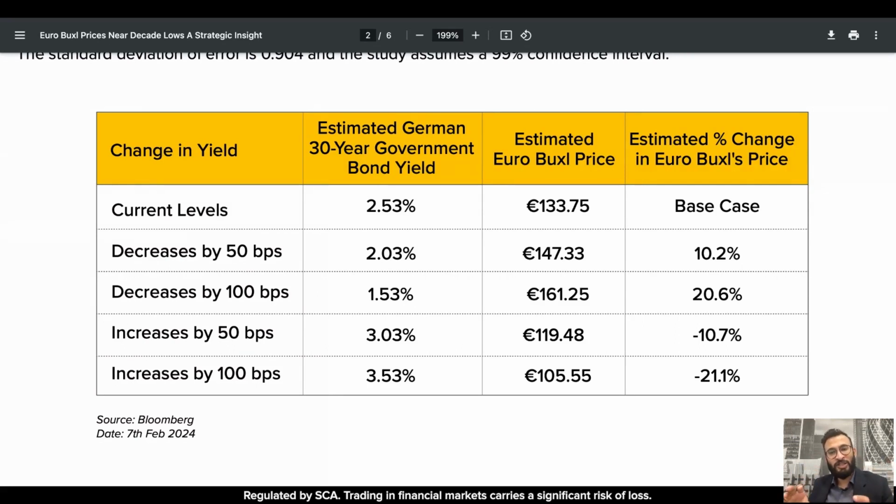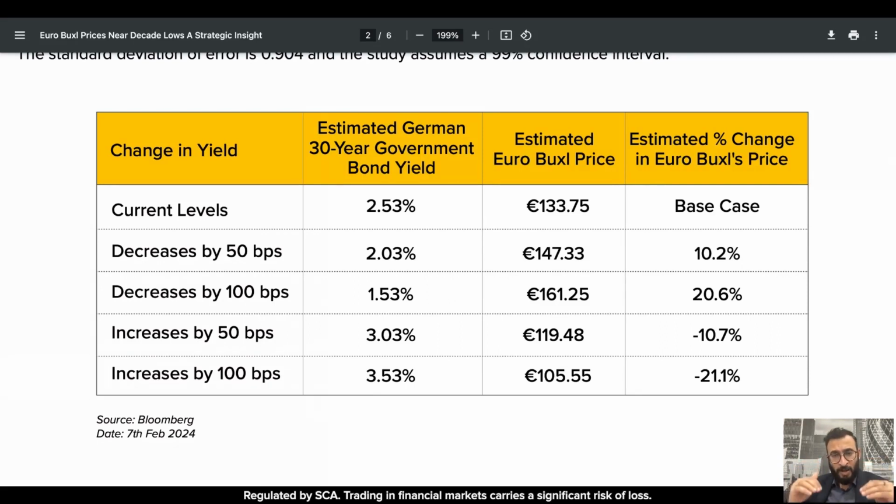The analysis which you see right now is based on a regression analysis, and a regression analysis gives a kind of relationship, a confidence interval. I know I'm saying too many heavy words at this moment. Just to make it simpler for you, this analysis shows an inverse relationship between Eurobuxel prices and the German government bond yields. If the yields come down by 0.5%, the expected increase in the Eurobuxel prices was around 10%.